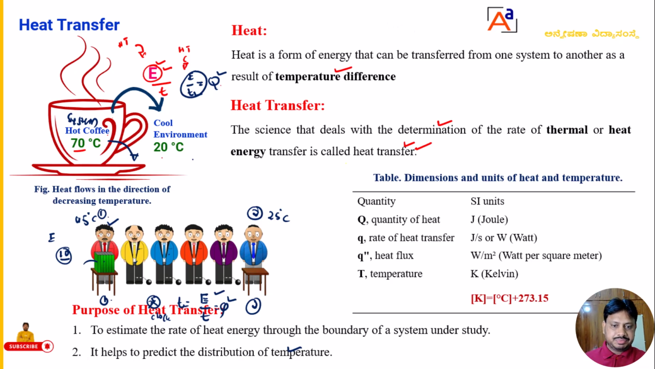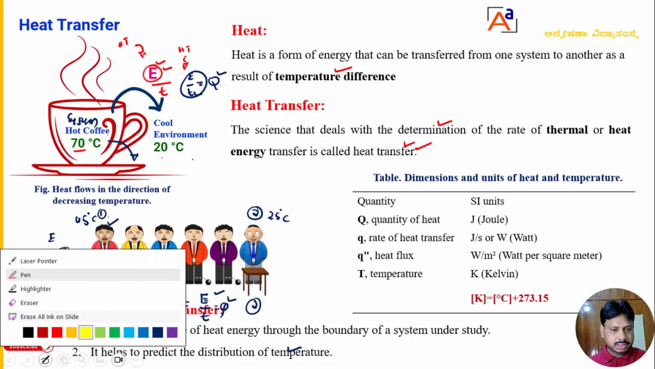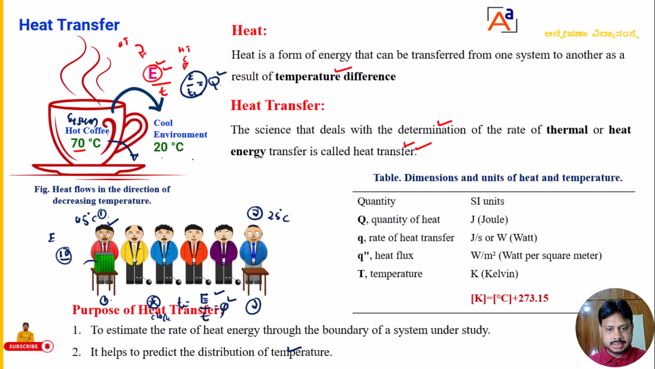Okay, fine. Now, as I told you, this is a system, according to thermodynamics. If the system temperature is 70 degrees Celsius and the atmospheric temperature is 20 degrees Celsius, obviously the heat is going to transfer from the system to the surrounding. That heat or energy, we can mark here as E.